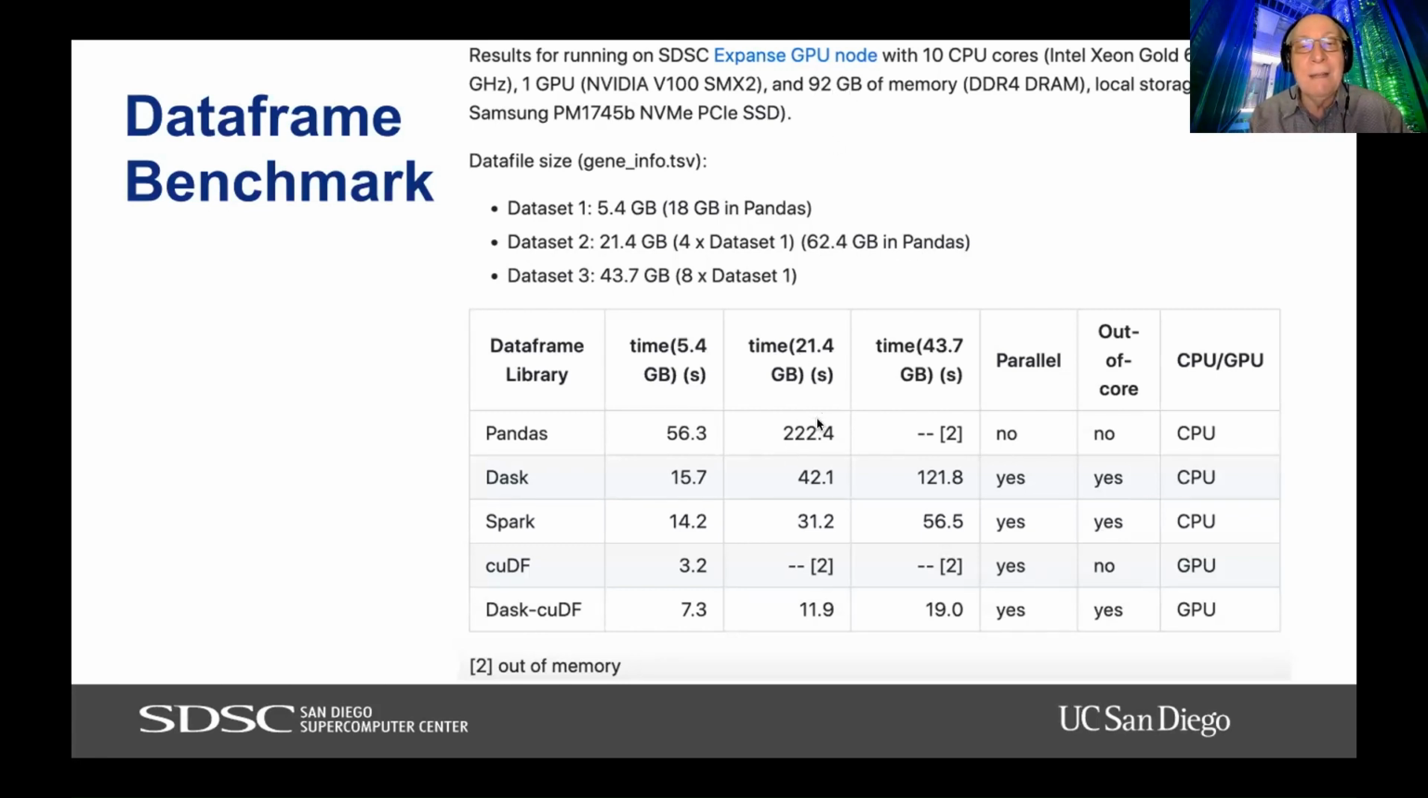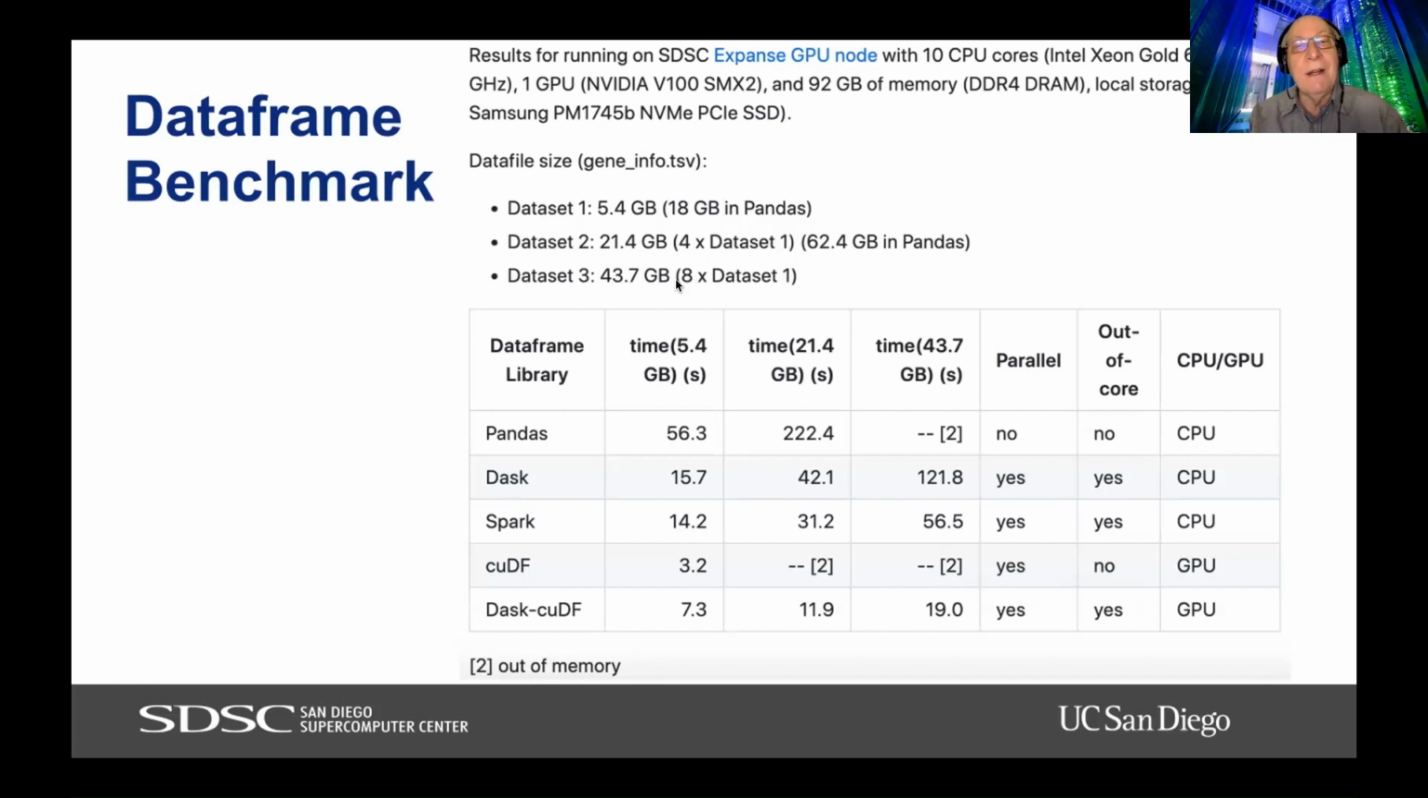So it still fits in memory. Dask and Spark are faster, as expected. And then CUDA-DF ran out of memory, because the V100 GPU has only 32 gigabytes of memory, so that won't fit. So we get an out of memory error. But Dask CUDA-DF works. And I create another data set, which is 8 times the size.